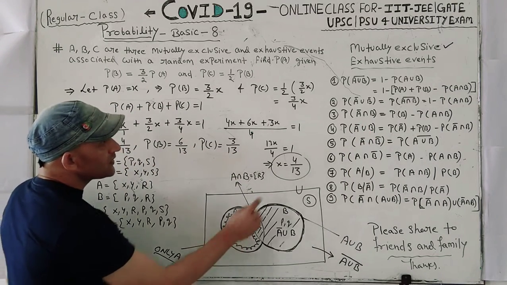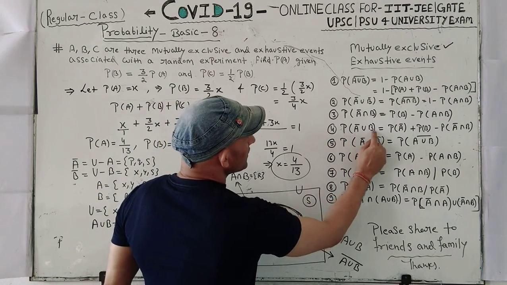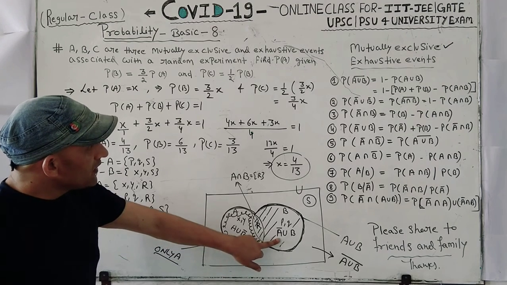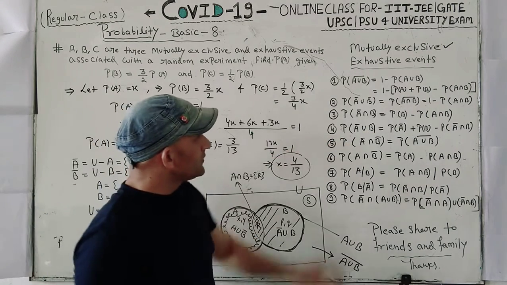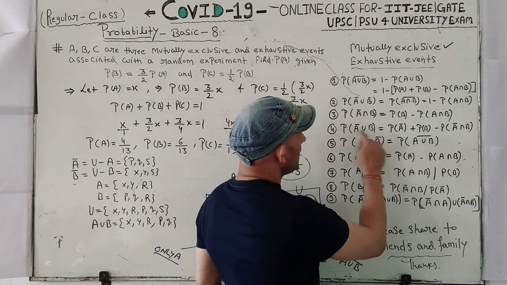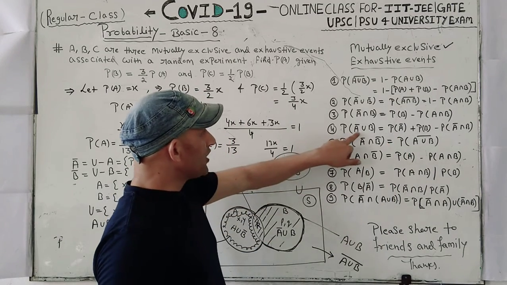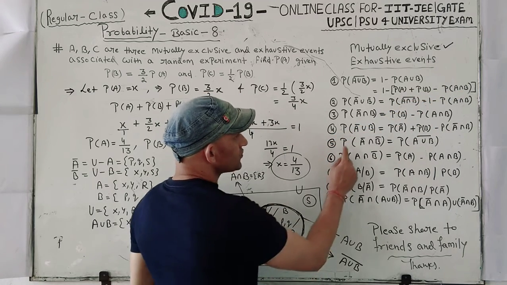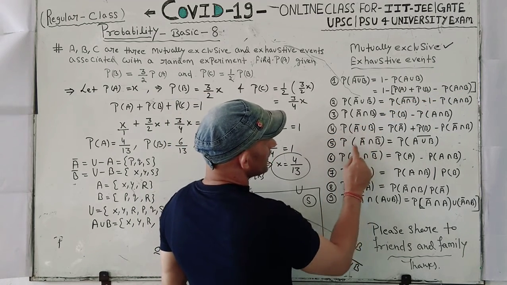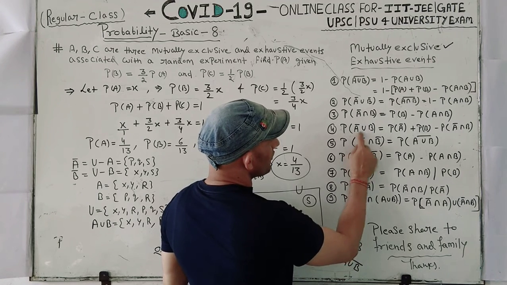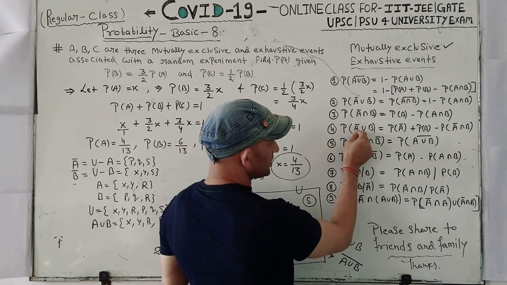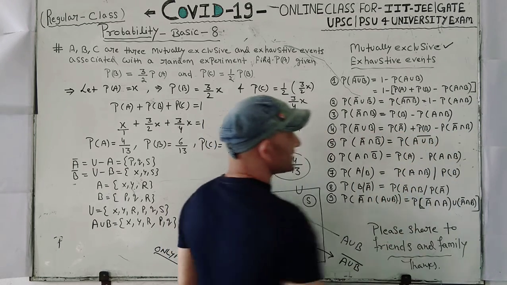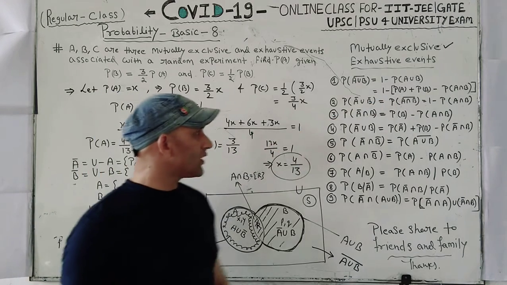Now probability of A complement union B, that is union. Same again, we have used the previous formula. Probability of A union B is equal to probability of A plus probability of B minus probability of A intersection B. So this is probability of A dash plus probability of B minus probability of A dash intersection B. We have used the previous formula.